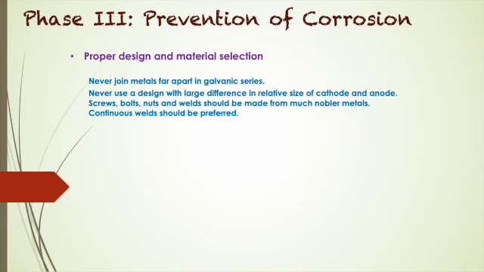The second point that we need to take care of under this section is to never use a design with a large difference in relative size of anode and cathode. As we discussed in our previous section, the larger the cathodic area, the more will be the demand for electrons, and hence the faster the anodic reaction will take place. So that large difference should be avoided.